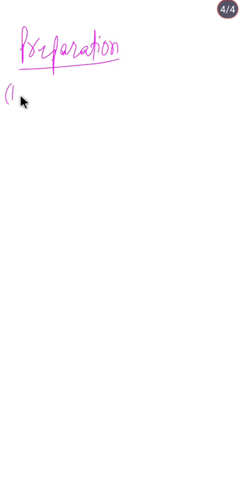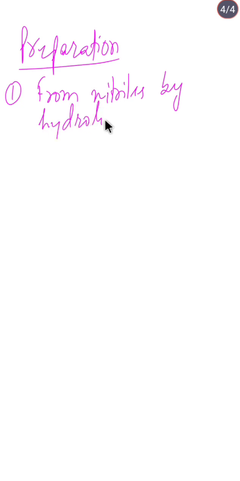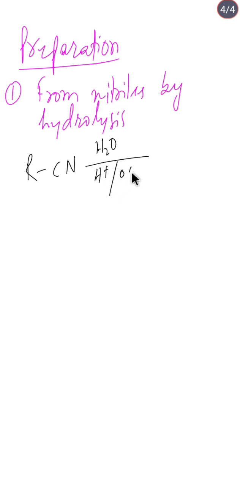Preparation. Okay, the first preparation of carboxylic acid is from nitriles, by hydrolysis. When this alkane nitrile is hydrolyzed in presence of an acid or base, then it is hydrolyzed to RCOOH. This is our carboxylic acid.